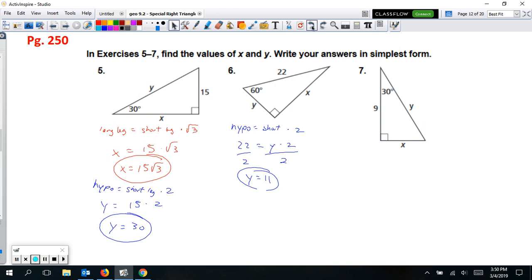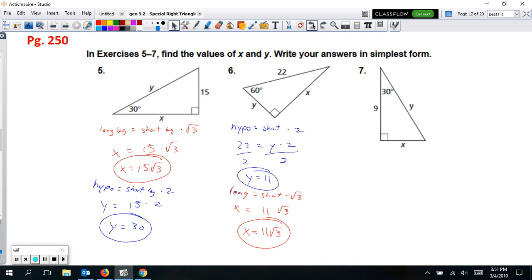So y is 11. Now to figure out the longer leg, we're going to use our long leg, short leg square root of 3 equation. Use that one. We don't know the long leg, we'll put x here. We do know the short leg now, it's 11, so it's just 11 times square root of 3, and that's easy to do. 11 square root of 3 then would be the answer.